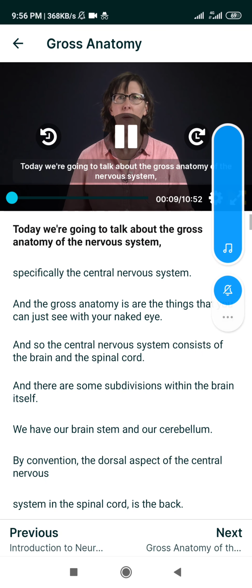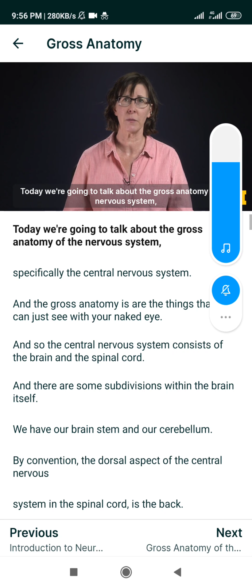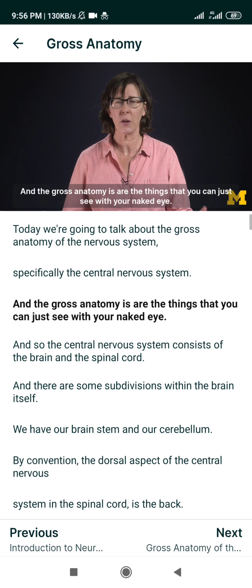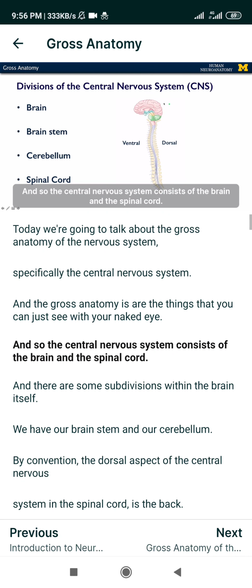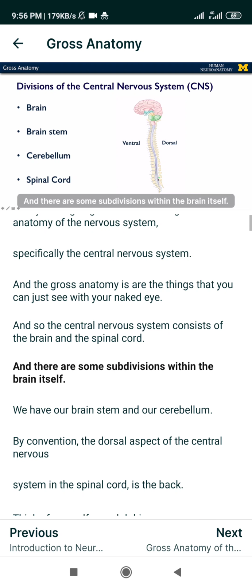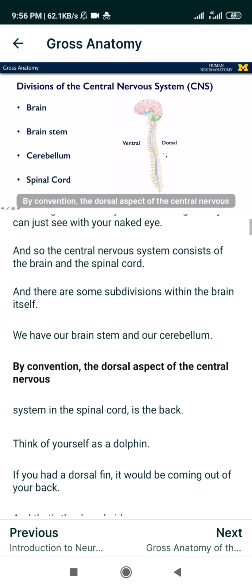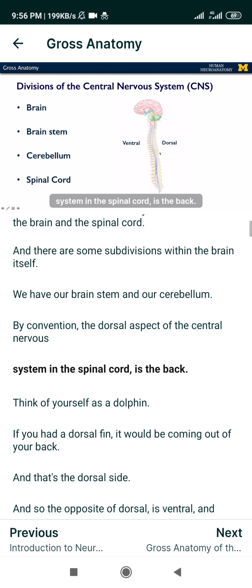Today we're going to talk about the gross anatomy of the nervous system, specifically the central nervous system. And the gross anatomy are the things that you can just see with your naked eye. And so the central nervous system consists of the brain and the spinal cord. And there are some subdivisions within the brain itself. We have our brain stem and our cerebellum.